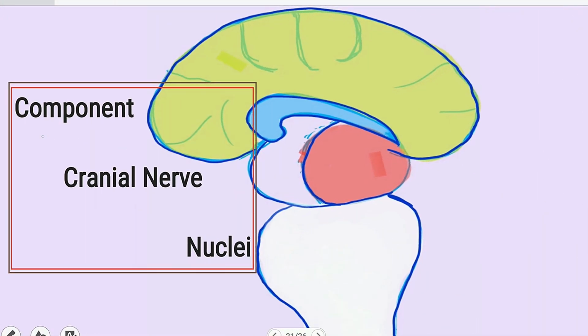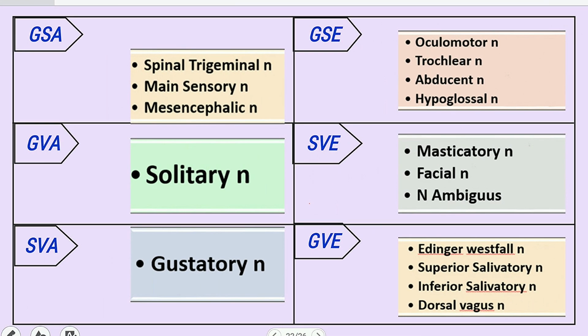Now we'll summarize this discussion into component, cranial nerve, and nuclei. Look here. For the general somatic afferent component, the nuclei are the spinal trigeminal nucleus, the main sensory nucleus, and the mesencephalic nucleus. These nuclei are the nuclei of the trigeminal nerve, the fifth cranial nerve, and these nuclei are also related with the general somatic afferent function of cranial nerves 7, 9, and 10. They will also serve these nerves. For the general visceral afferent component, the nucleus is the solitary nucleus and the cranial nerves are 9 and 10.